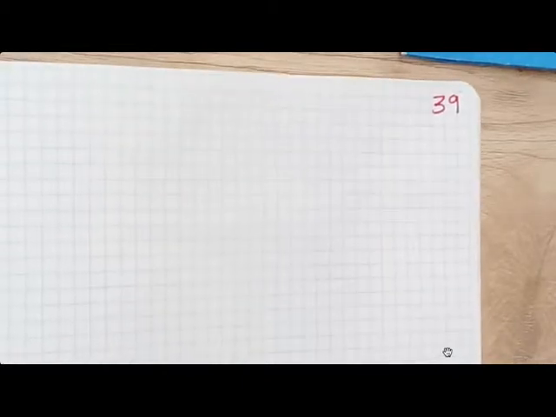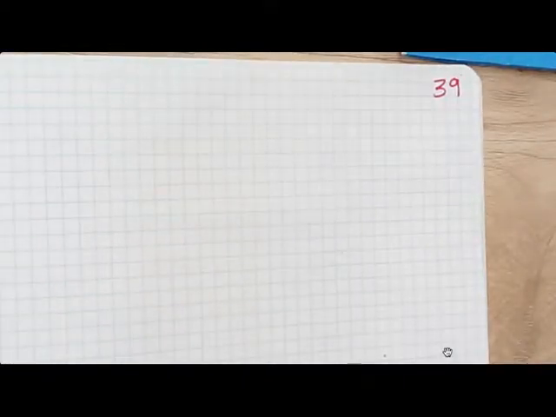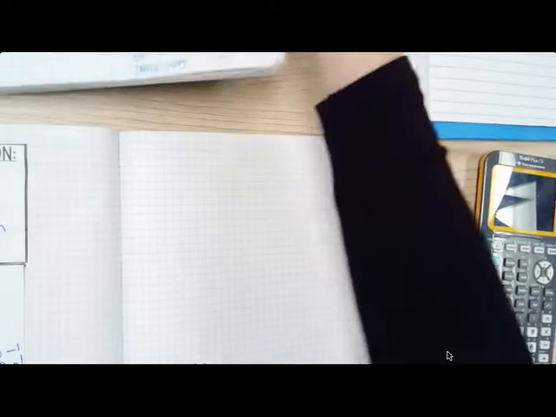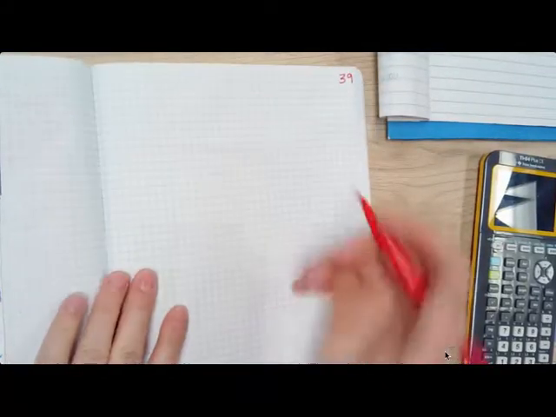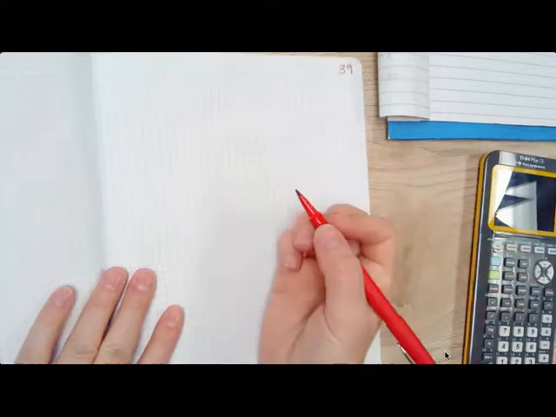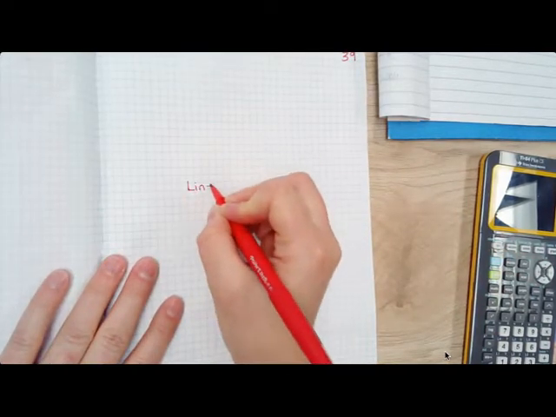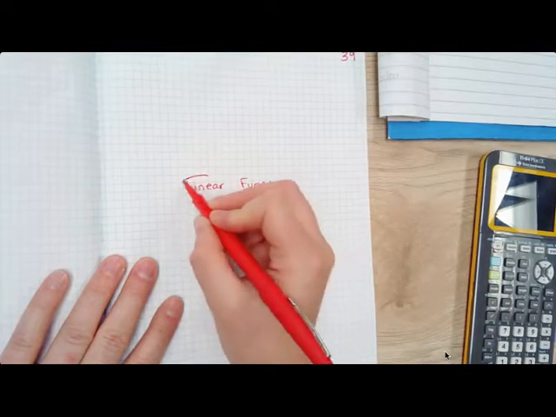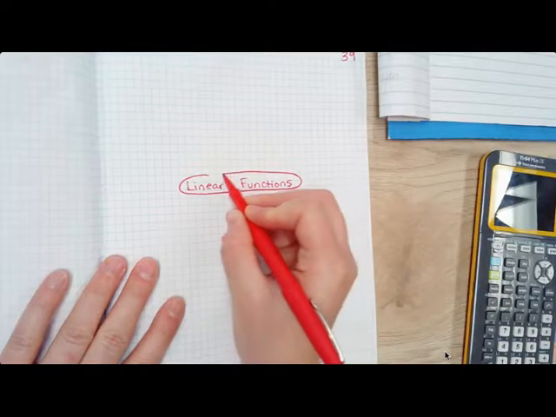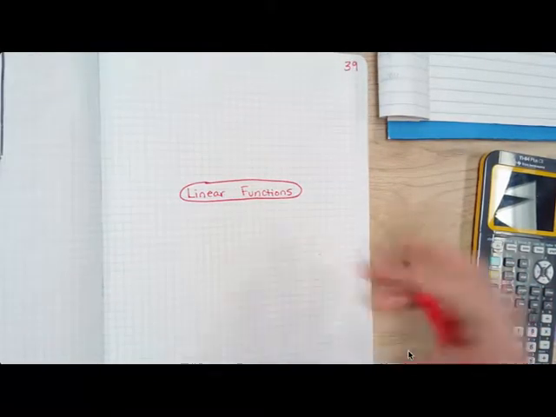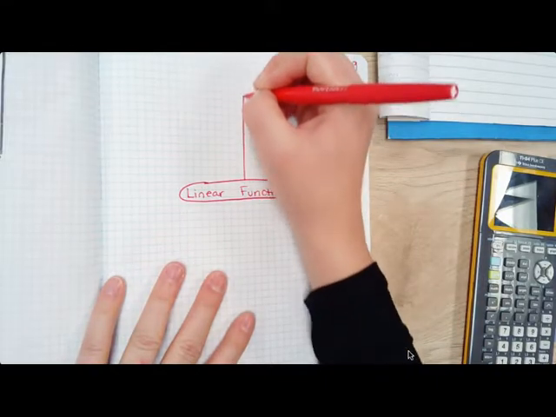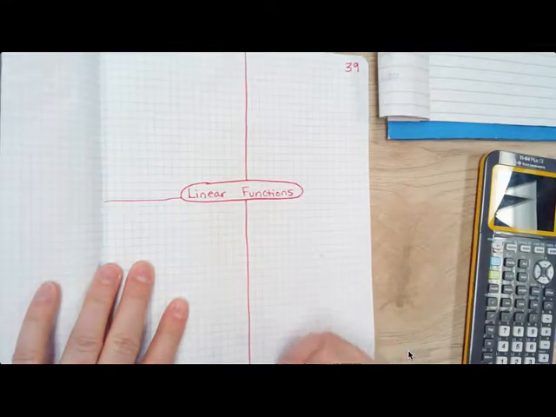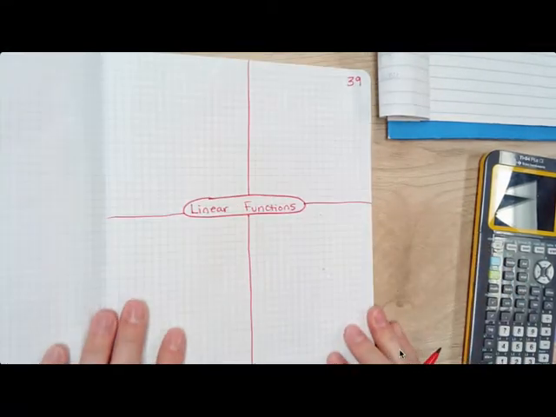Okay, so page 39, we are going to talk about linear functions. In the center of your journal, on page 39, you're going to write linear functions. And then we are going to make it into 4 sections so we can write things about linear functions.